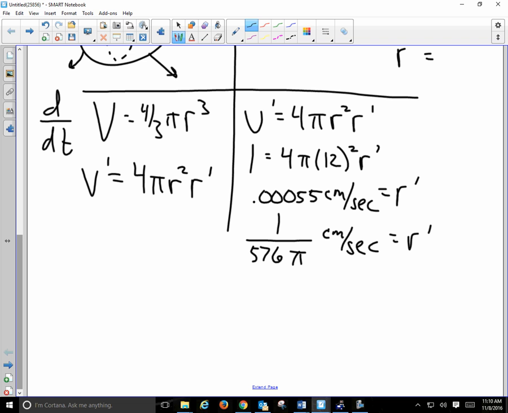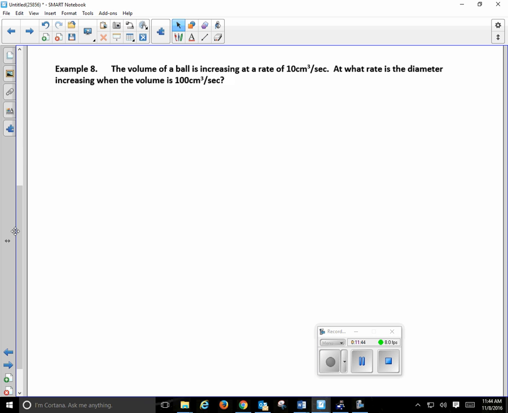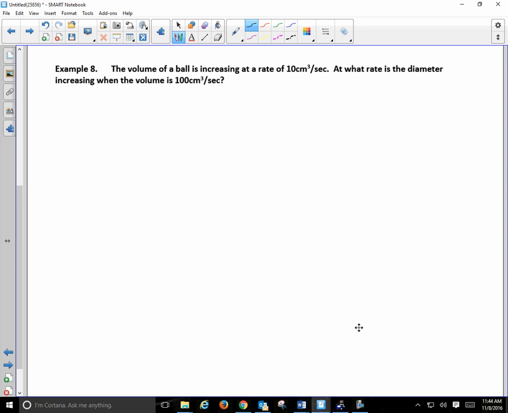Okay, we're going to pause there. As we move ahead to problem number 8 here, it says the volume of a ball is increasing at a rate of 10 cubic centimeters per second. At what rate is the diameter increasing when the volume is 100 cubic centimeters? Oh, I shouldn't say per second, it's just 100 cubic centimeters. My bad.